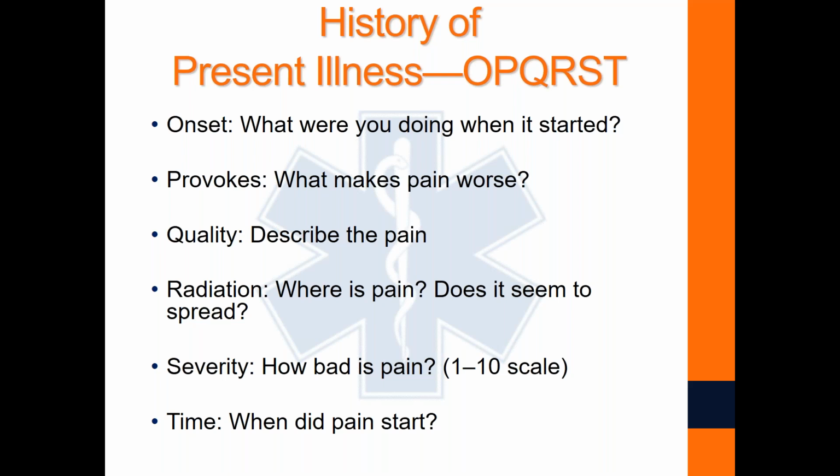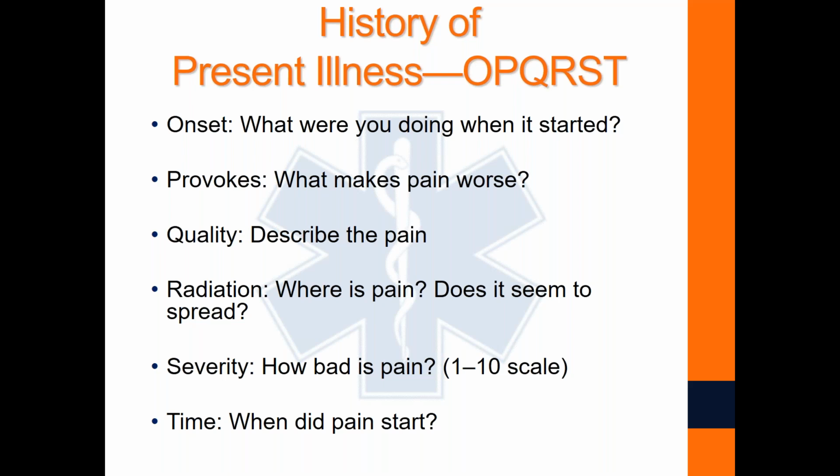Radiation, where is it? Point to me. Where does it hurt? And does it go anywhere else? Does it move? Our stereotypical book definition of what a heart attack is supposed to feel like is 10 out of 10 crushing substernal chest pain that radiates into my jaw and down into my left arm. So that right there is going to tell me it's got some associated signs and symptoms with whatever my patient's chief complaint was.